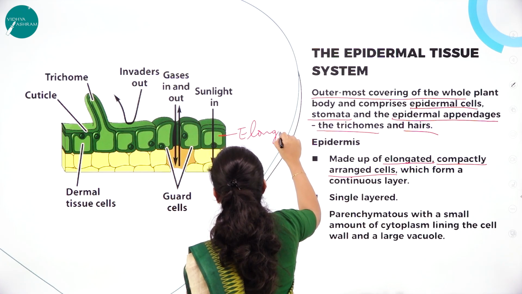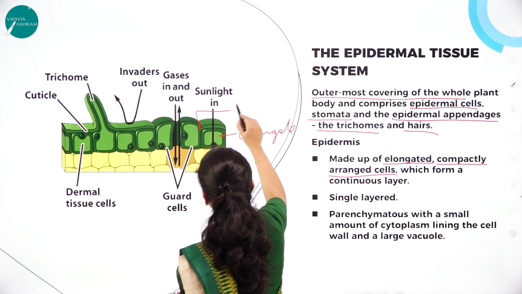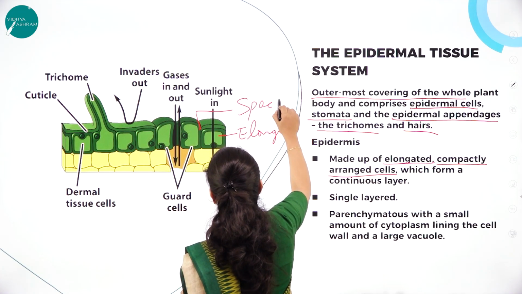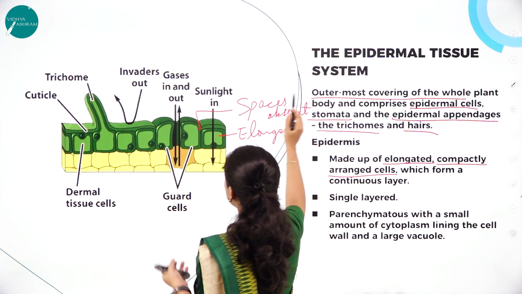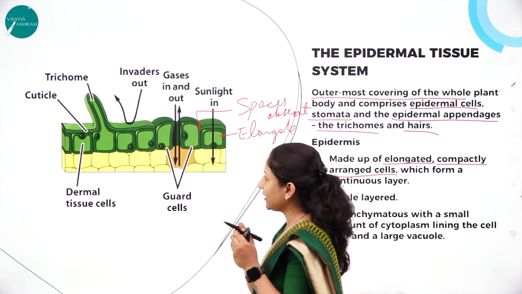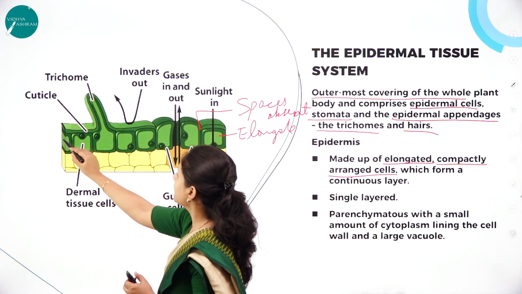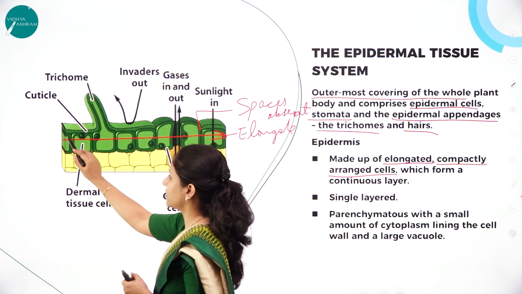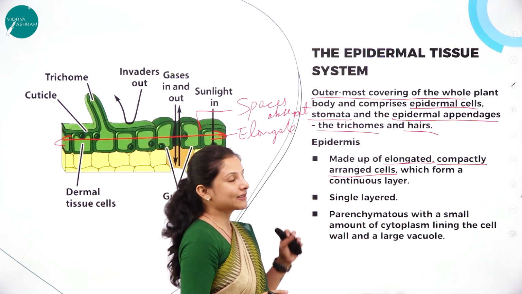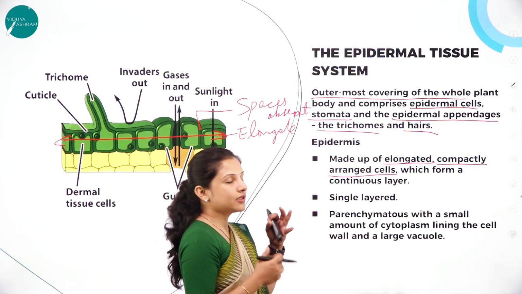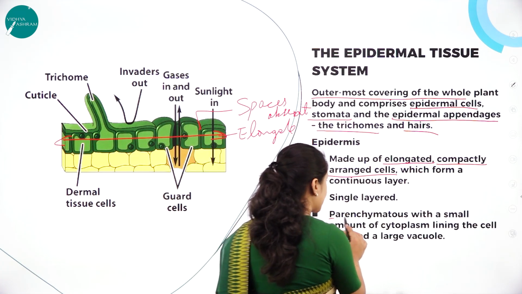The cells are elongated, and you can see there is no spacing, spaces absent between the cells. They don't have intercellular spaces, and that is why they are compactly arranged and form a continuous layer at a stretch like this. So that is how the epidermal tissue looks, and it is single layered, and as I told you, they are made up of parenchyma cells.